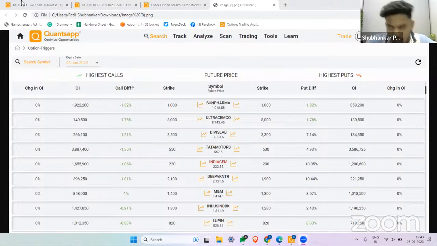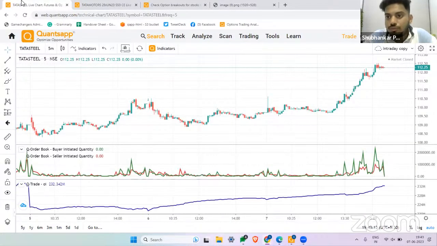So to quickly summarize what we need to do: open Triggers, identify all those stocks which are above the highest call, looking at the negative call difference, and see where the open interest is unwinding. Now just sharpen the trades, looking at some price action such as yesterday's high getting broken, or any indicator that you might use to sharpen, something like buyer initiative quantity, and that will keep you well placed in trading breakouts.